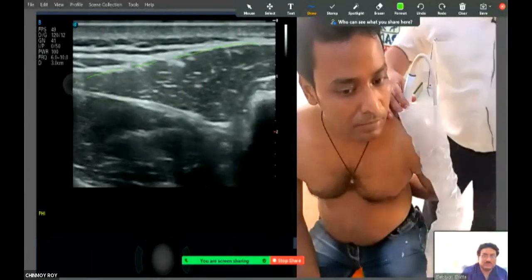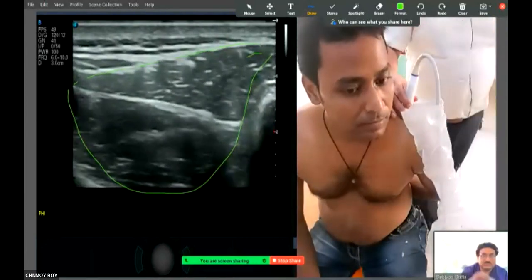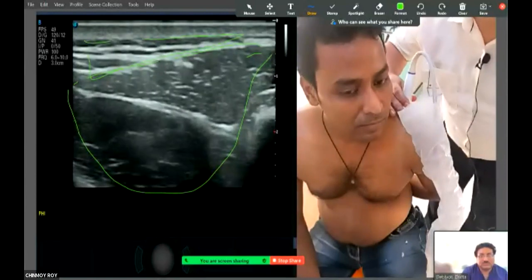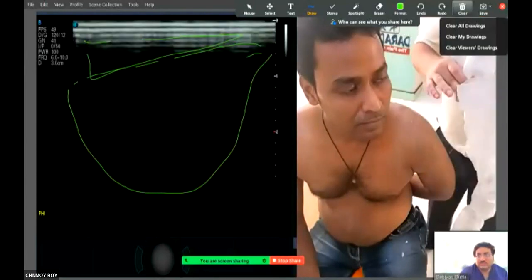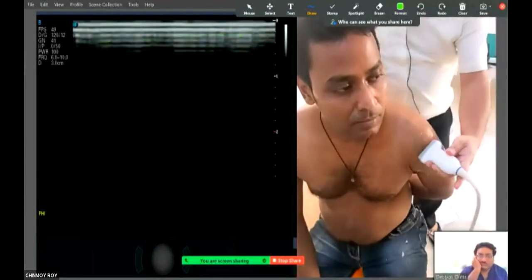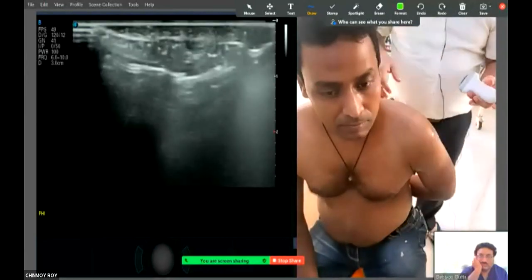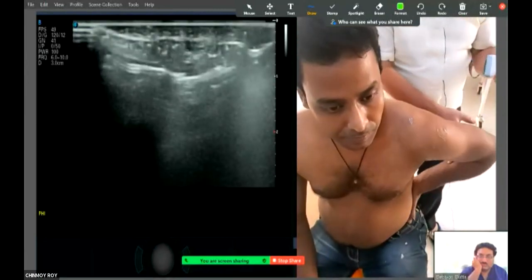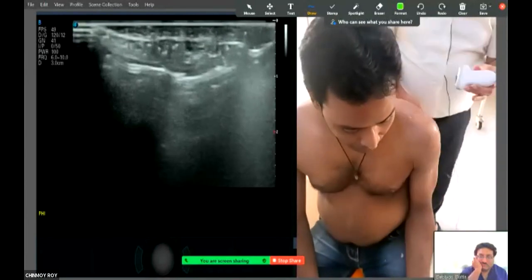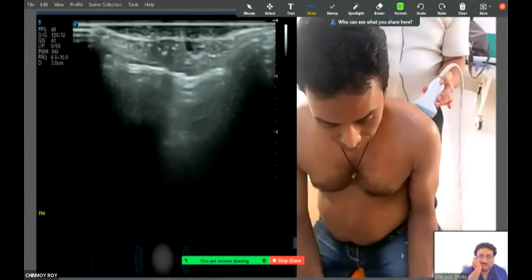Lower part is supraspinatus and upper part is trapezius. Okay, so supraspinatus also we have seen. Now we will see the infraspinatus part.